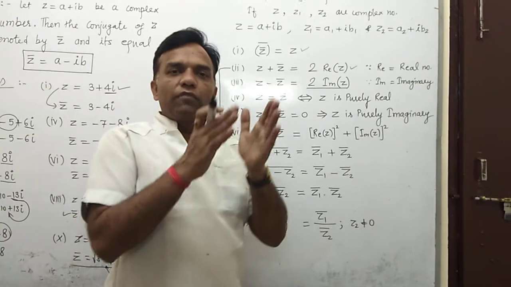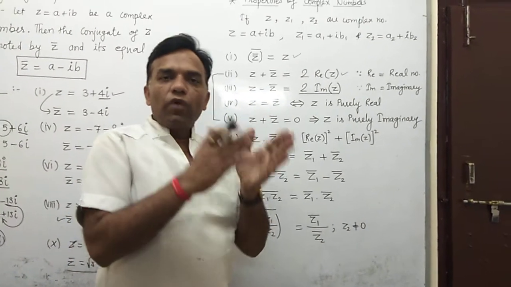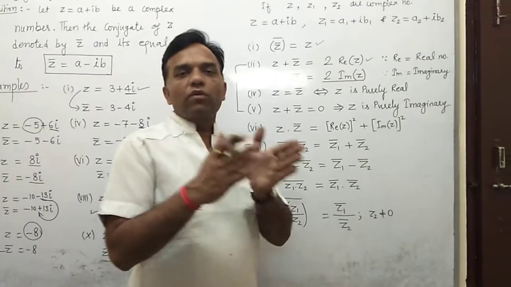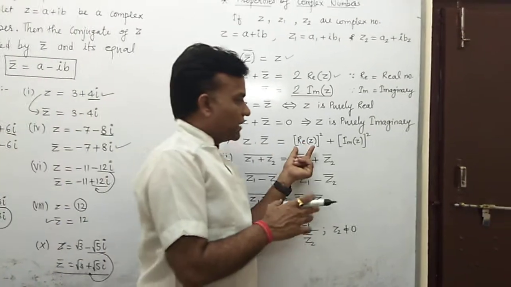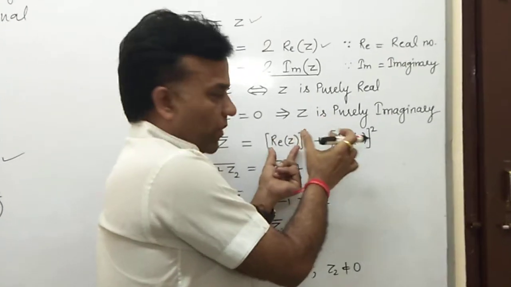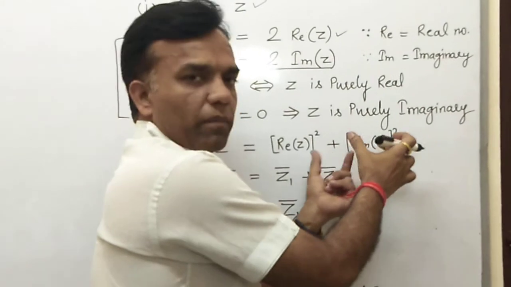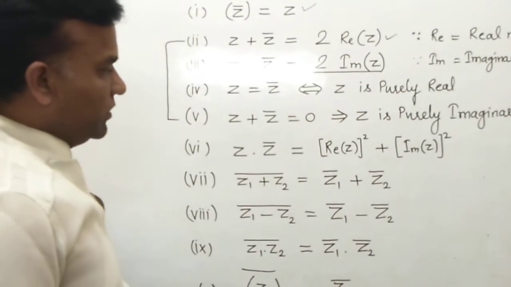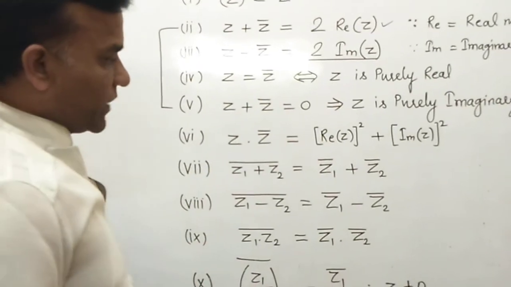We know the identity (a plus b) into (a minus b) is a square minus b square. Similarly, we have the same property with complex numbers: real of z whole square plus imaginary of the complex number whole square. So there is no change; I think you know the property related to the same thing here.